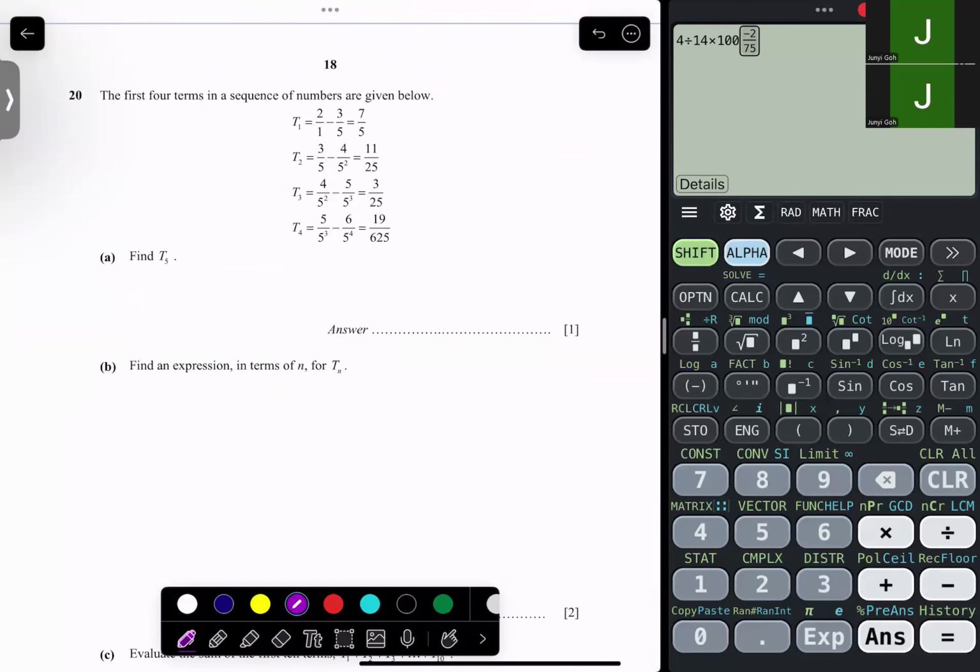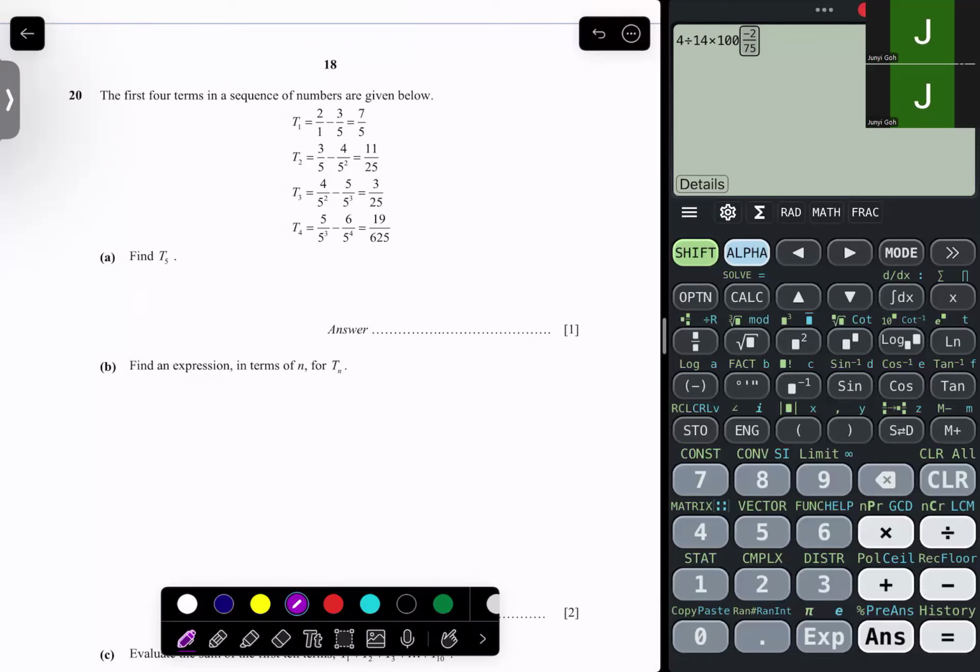Question 20. The first four terms are given. Let's analyze a little bit. 2 over 1 minus 3 over 5 equals 7 over 5. 3 over 5 minus 4 over 5 squared equals 11 over 25. 4 over 5 squared minus 5 over 5 cubed equals 3 over 25. So a few things we can notice, maybe something about the pattern.